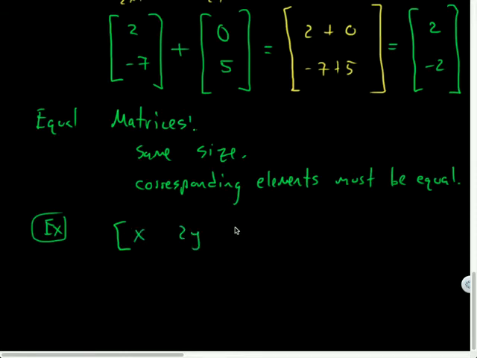X, 2y, 4 equals, let's do 7, -8, and, oh, no commas now. And we'll do 1/2 z. So, if these two matrices are equal, then what must be true? What else do you know? X equals 7. Yep.